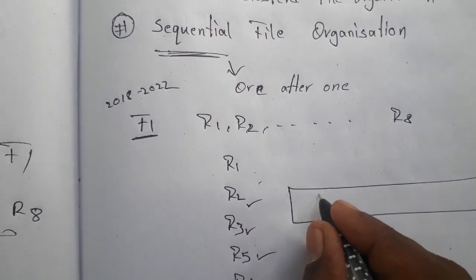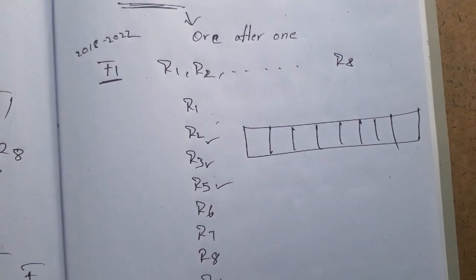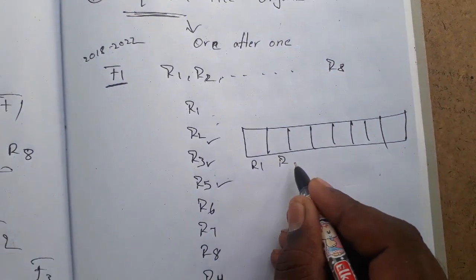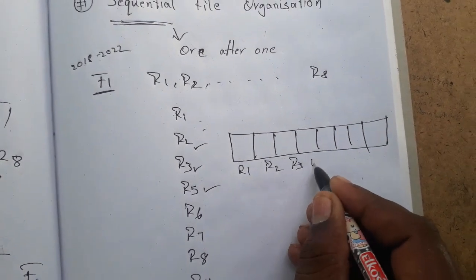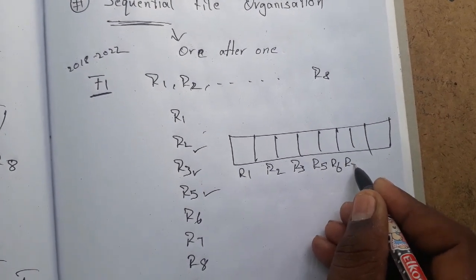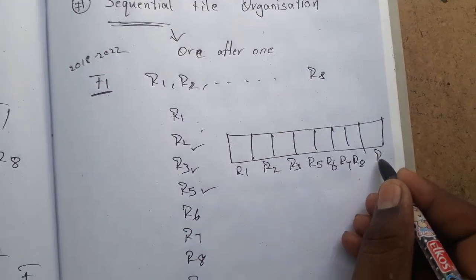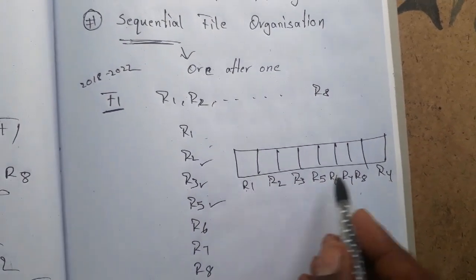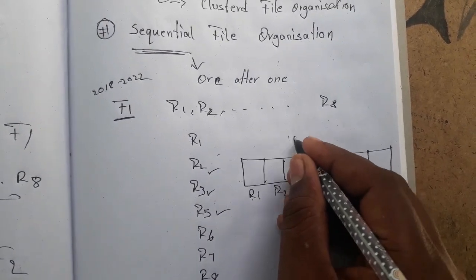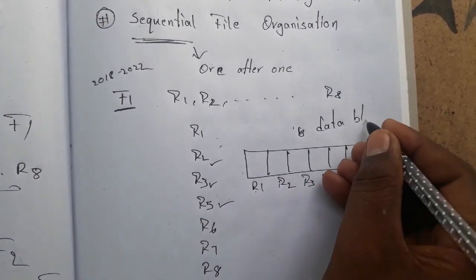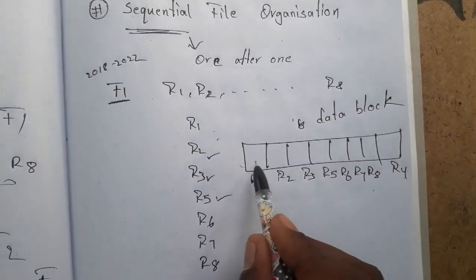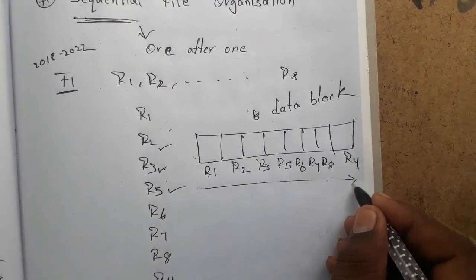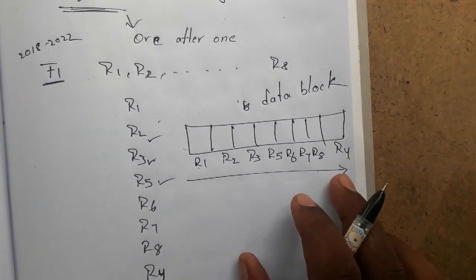So how will these records be entered into the data block? A data block has data buckets which store the records. As we complete the sems, we get results and the results will be stored: R2, R3, R5, R6, R7, R8 and then R4. In this way, the records will be stored in the data buckets of a data block. This is the data block. A data block can have any number of buckets depending upon the memory. So this is the order in which we completed the sems and got the records.